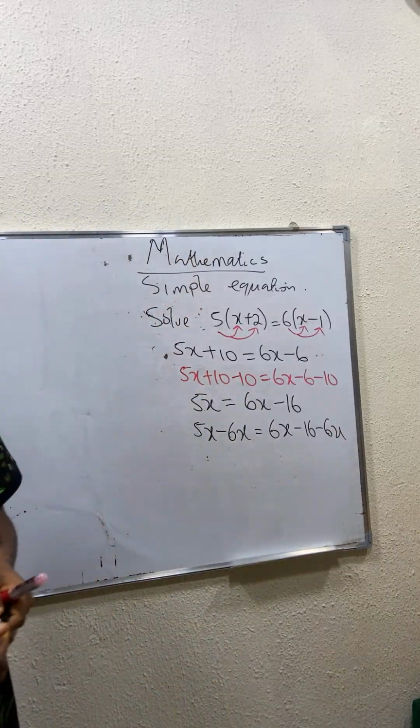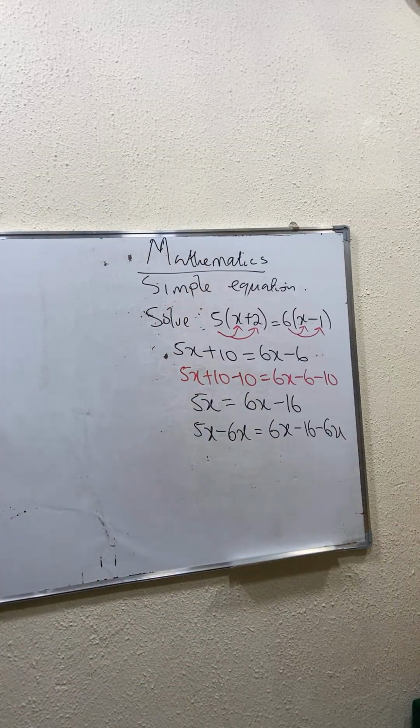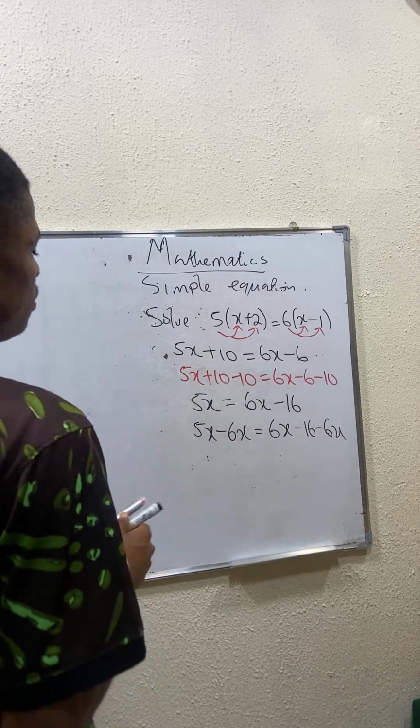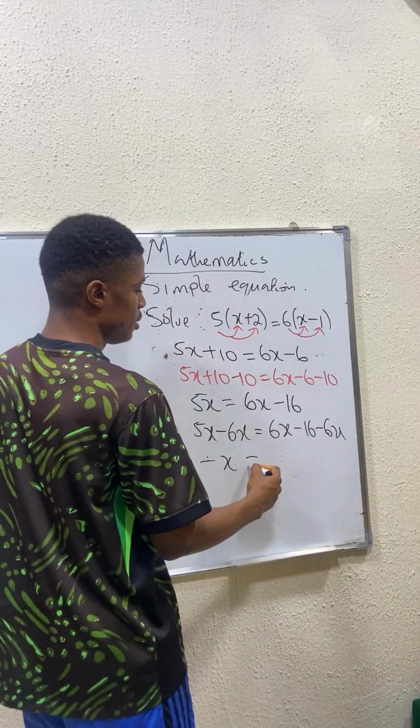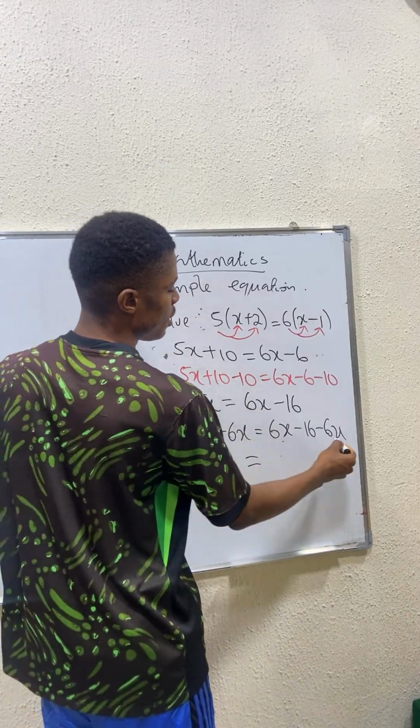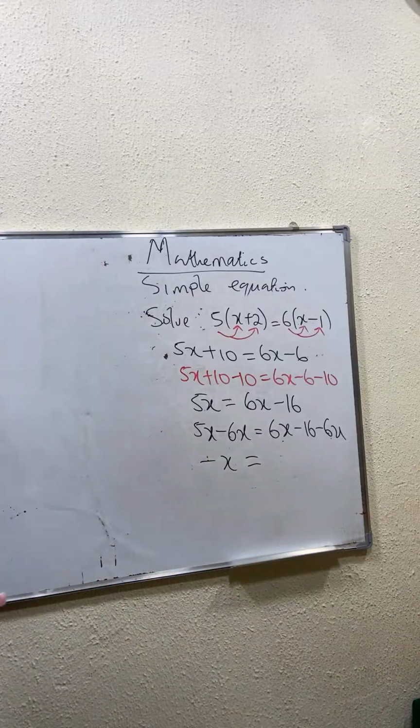So what is 5x minus 6x? Is it minus x? Yes, minus x, correct. So you have minus x, and this is equal to... what is 6x minus 6x?